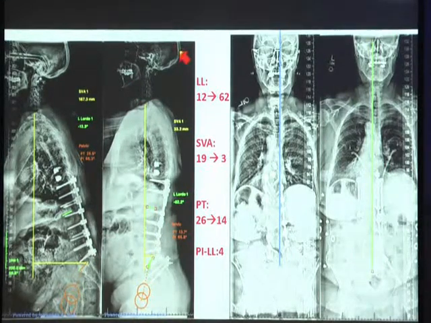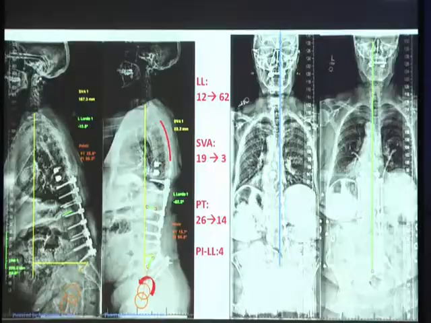So with some simple posterior Ponte osteotomies and also a hyperlordotic ALIF, we were able to achieve a balanced spine, with SVA going from 19 to 13 and pelvic tilt correcting as well, as you can see on the AP. As you can see, she anteverted her pelvis and regained some thoracic kyphosis, which was used as a compensatory mechanism previously.